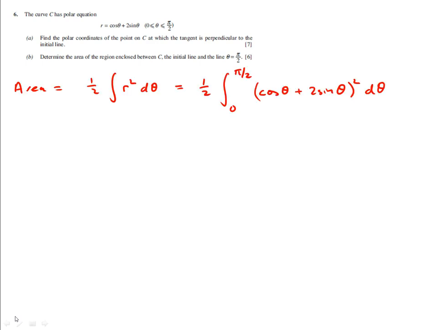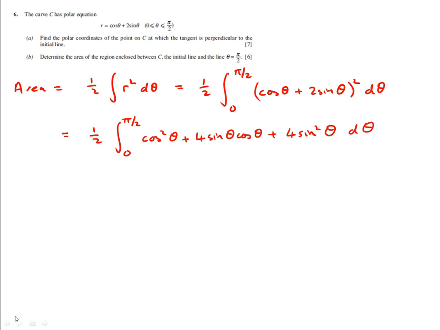So that we know that area is the integral of a half r squared d theta. So in this case, we've got a half times the integral between 0 and pi by 2 of (cos theta plus 2 sine theta) all squared. So if we expand the square, that gives me a half of the integral between 0 and pi by 2 of cos squared theta plus 4 sine theta cos theta plus 4 sine squared theta.